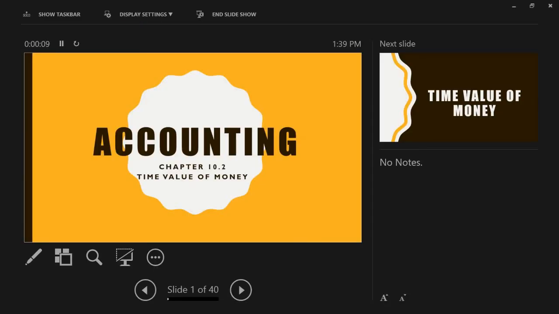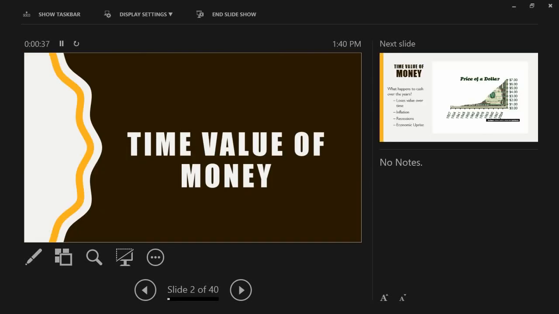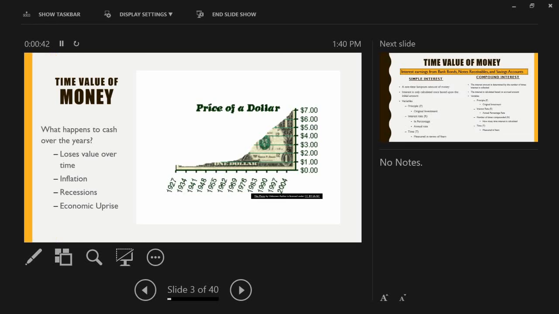All right. Time value of money. This is 10.2. Yesterday we went over receivables. The day before that, we went over cash. So time value of money kind of goes along the lines with chapter 9, because it does deal with cash, okay? So time value of money is this, okay?